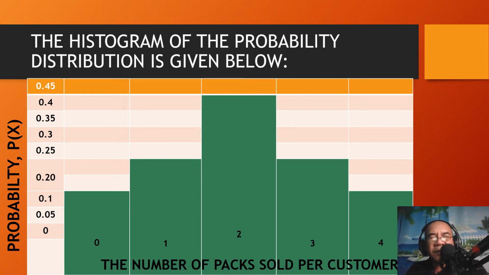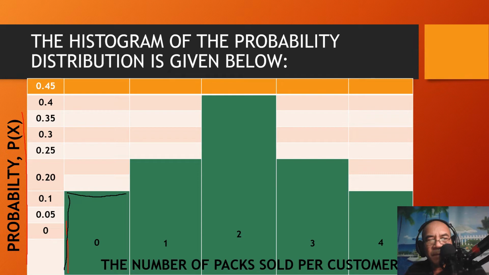So we have this histogram of the probability distribution given below. On the left side, we have the probability, or P of x, and the horizontal axis is the number of packs sold per customer: 0, 1, 2, 3, and 4. All you have to do is create this one.